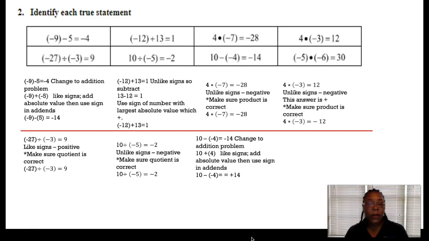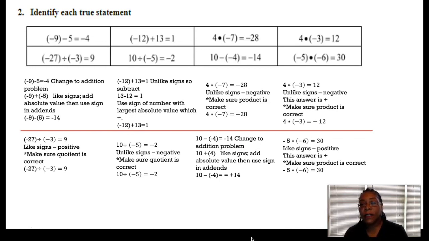10 minus negative 4 is equal to negative 14. Subtraction problem, so I want to change it to an addition problem. So 10 plus a positive 4. 10 plus 4 is 14. This answer is incorrect.